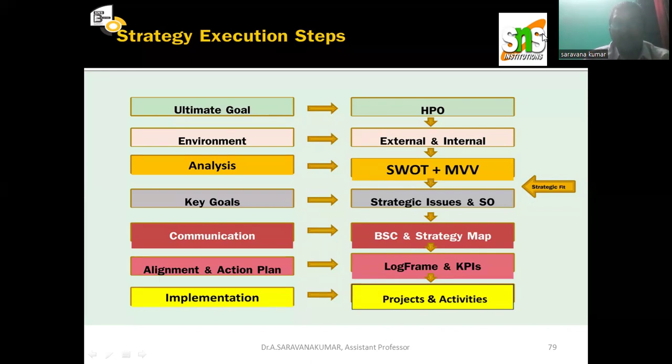Communication, balanced scorecard. It's a very important thing. Every organization uses a balanced scorecard. What do you mean by balanced scorecard? It means comparing which organization is best. So, for example, Krishna Sweets and Nelle Lala. Which one is best? We are using the balanced scorecard. What about the quality? What about the taste? So, we will compare. And strategic map, alignment and action plan, then log frame and key performance indicators, implementation, projects and activities. So, these are the strategic execution steps.